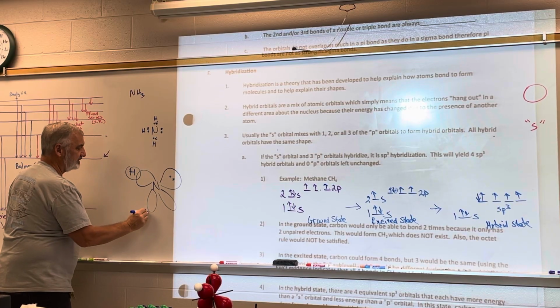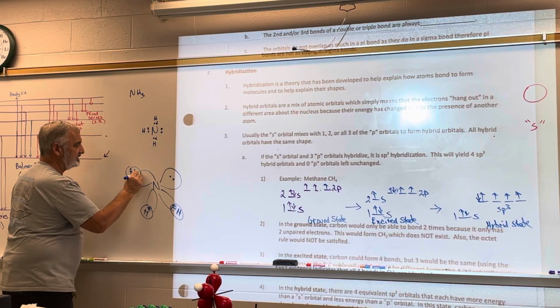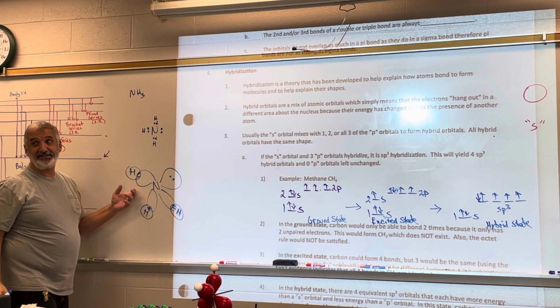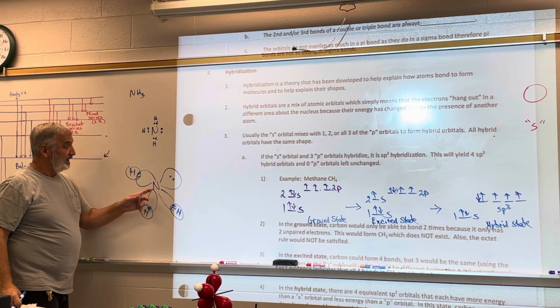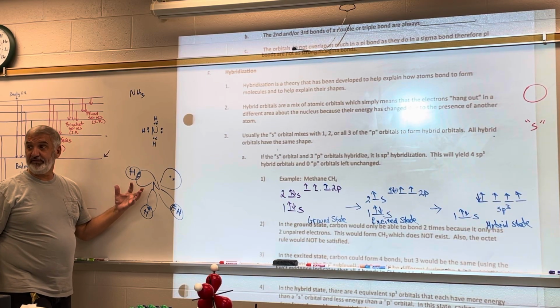Hydrogen, hydrogen, hydrogen. Sigma, sigma, sigma bonds. You guys got to get used to it. I'm going to say it 1,000 times. And so as a result, remember the bond angle starts at 109.5.